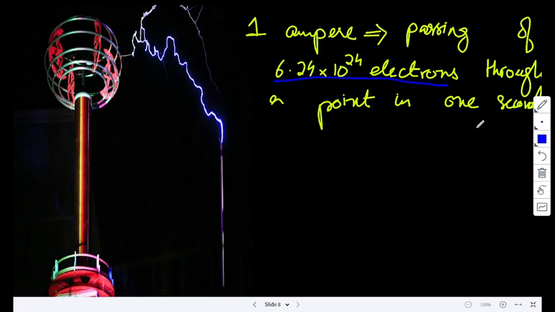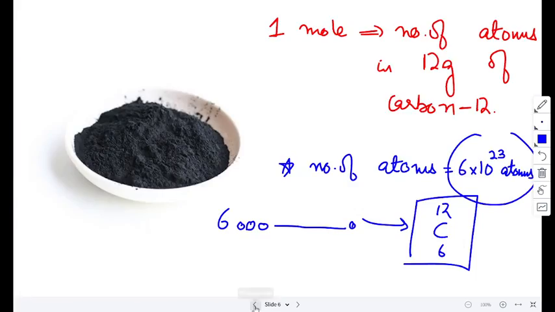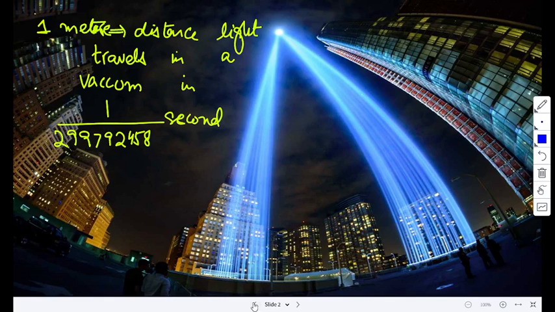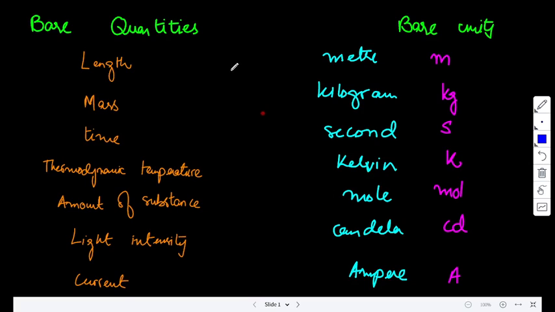All the other units are derived from these base units. These base units form the basics of the entire physics because they are of the base quantities.